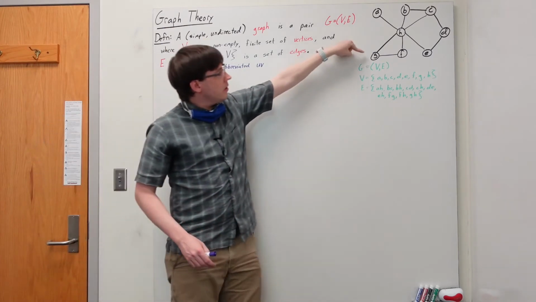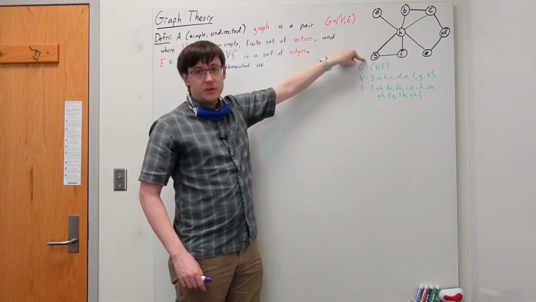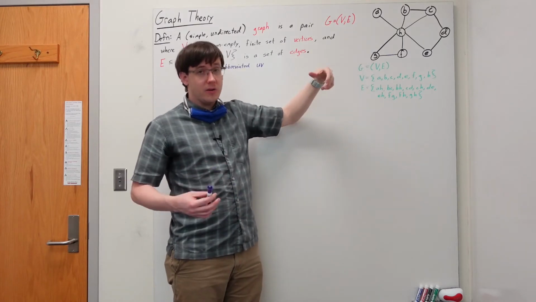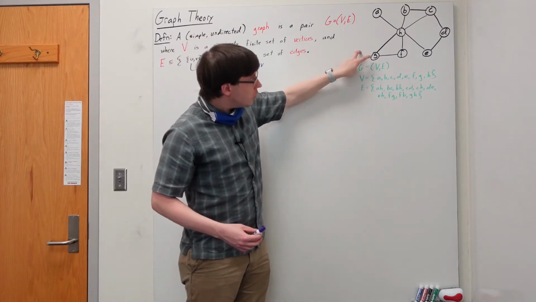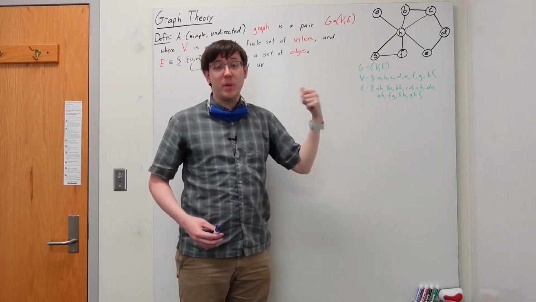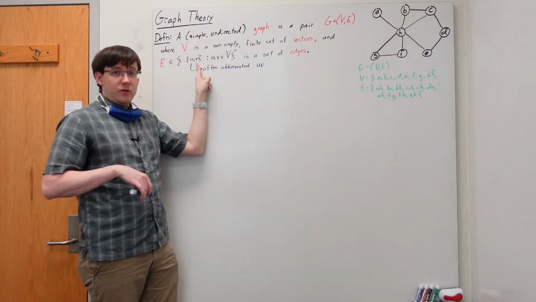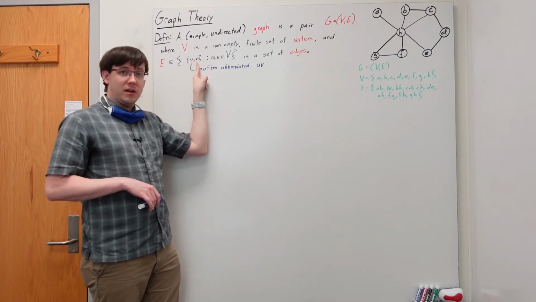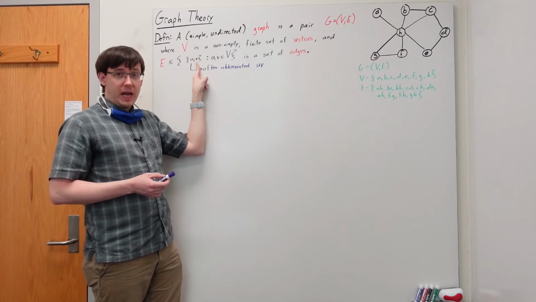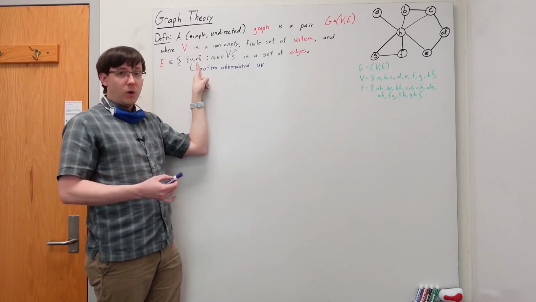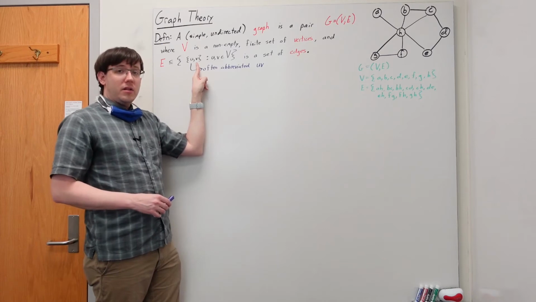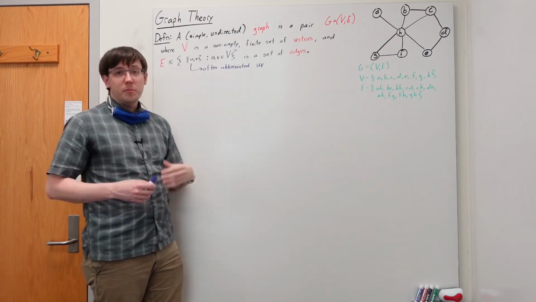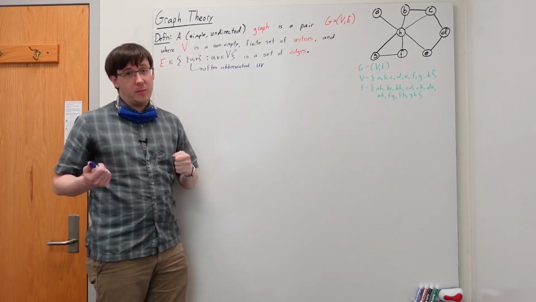Simple means that there are no self-loops, that is, edges going from a vertex back to itself, and there are no parallel edges, where there are two edges between the same pair of vertices. And that factors into our definition of the edges, because we said that there must be two elements in this set representing an edge, whereas a self-loop would only have one element, and that the overall collection of edges is a set, meaning that there can't be any repeats of the same edge.